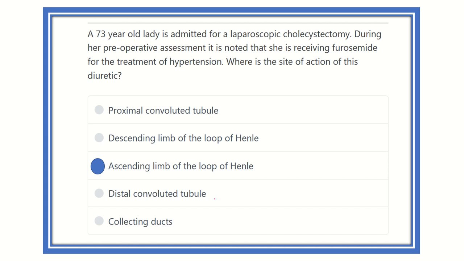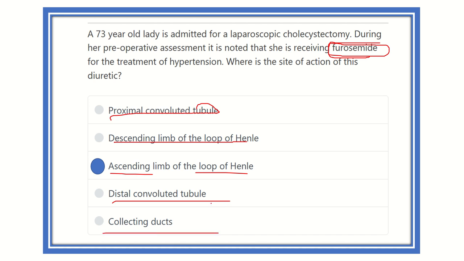As it is a direct question, in the ascending limb of loop of Henle the loop diuretic works, mainly furosemide. So furosemide works in the ascending limb of loop of Henle. Other areas: here we can see the proximal convoluted tubule, where the carbonic anhydrase inhibitor works; the descending limb of loop of Henle, where there is no important drug; the distal convoluted tubule, where the thiazide diuretics work; and the collecting duct, where the potassium sparing diuretic works. But in case of the ascending limb of loop of Henle, here the loop diuretic works, which is furosemide.